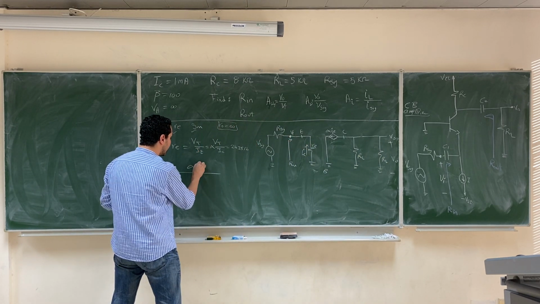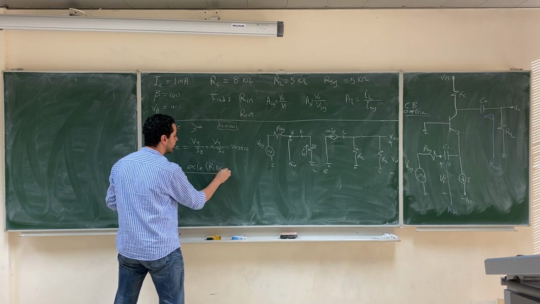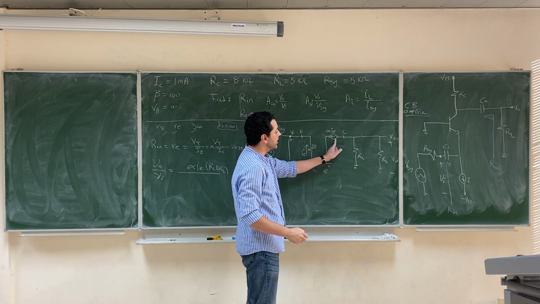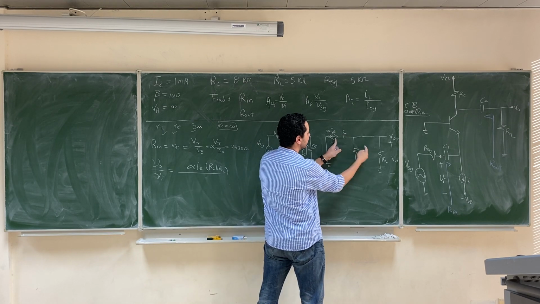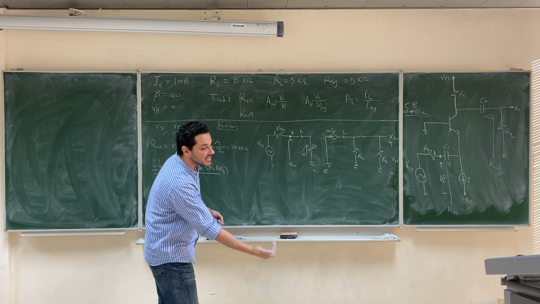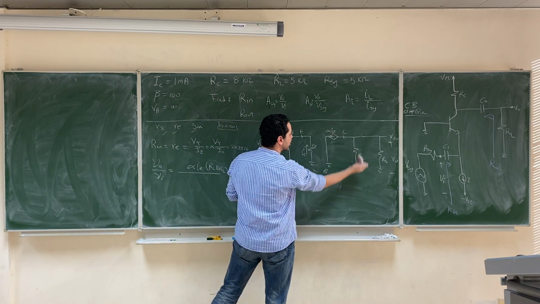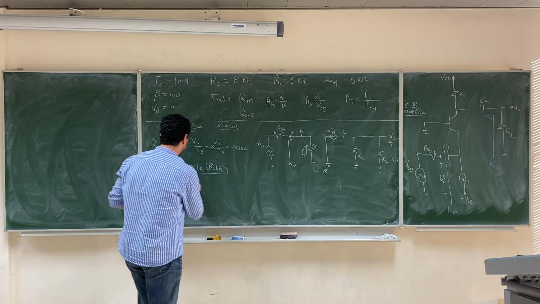So alpha IE multiplied by the total resistance, which is RC parallel to RL, right? We have a total current here, alpha IE. This total current will go through these two resistors together, RC parallel with RL. But since it is going from the ground up, the current direction is this direction, so V output will be negative.